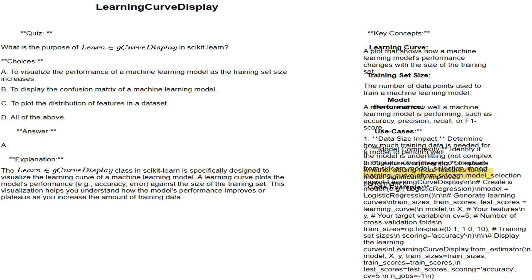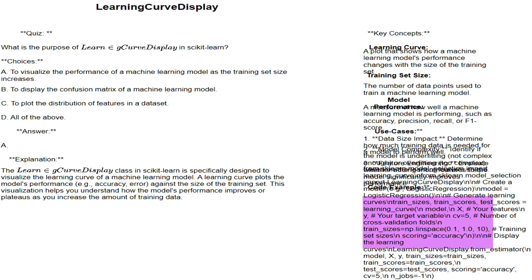Display the learning curves: LearningCurveDisplay.from_estimator(model, X, y, train_sizes=train_sizes, train_scores=train_scores, test_scores=test_scores, scoring='accuracy', cv=5, n_jobs=1). This code snippet demonstrates how to generate and display learning curves using the LearningCurveDisplay class in scikit-learn. Example values: 10, 20, 30, 40, 50 and 0.6, 0.7, 0.8, 0.85, 0.9.